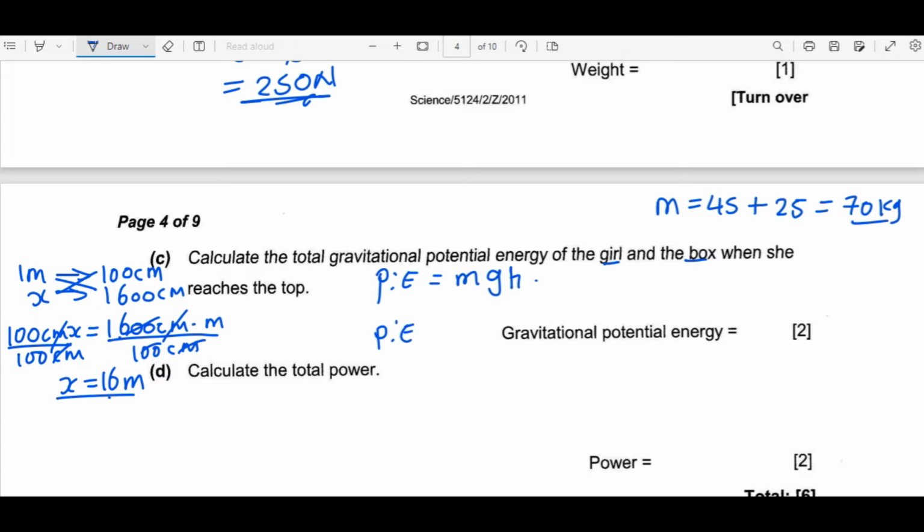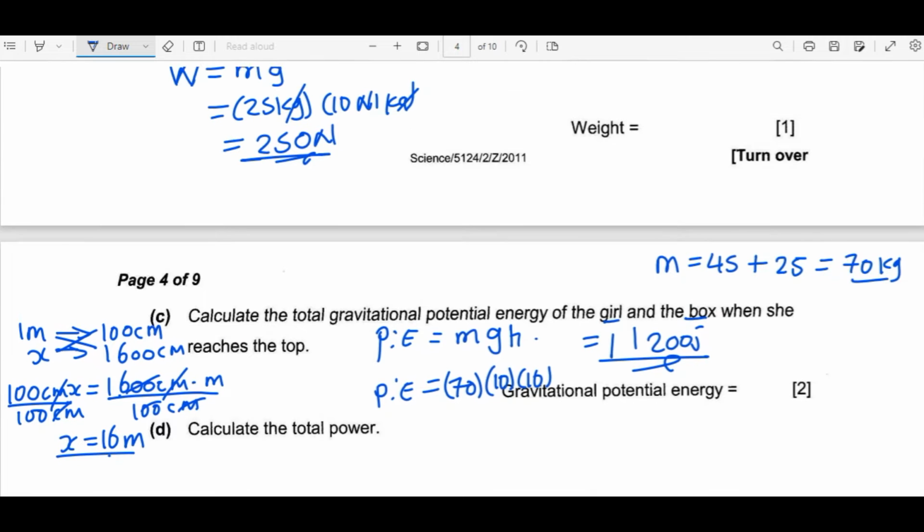So we'll say potential energy is equal to, we have 70, then multiply by gravity, which is 10. 70 is the total mass of the box and the girl. Then the height is 16. So we can now multiply 70 times 10 times 16. So I'm getting 11,200 joules.